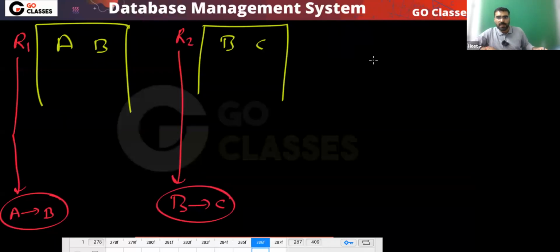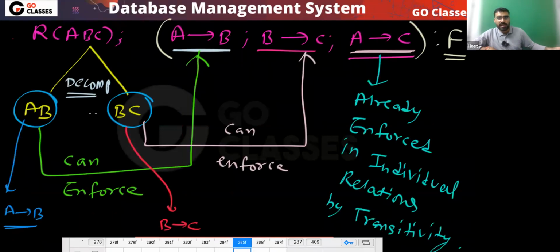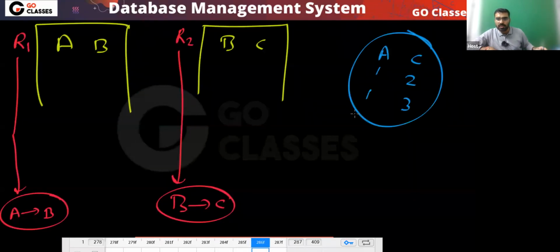Now let's see. I want to make sure that this type of data must not come. Do you agree that this type of data must not come? Because A should determine C. Can you guarantee this will not happen without joining?